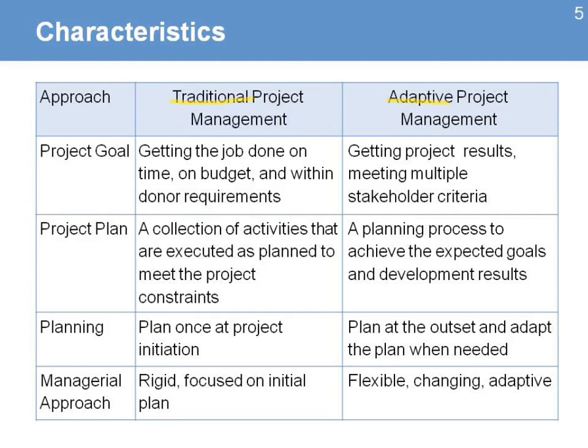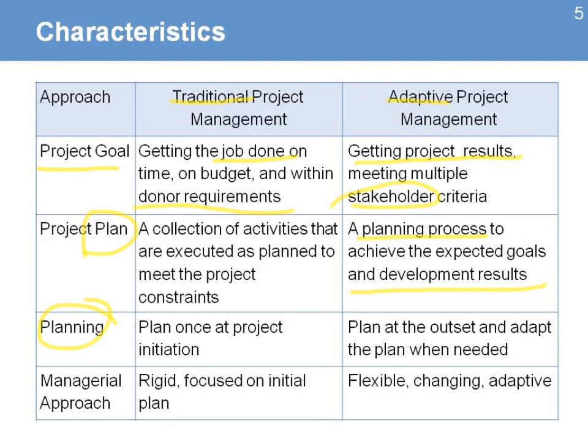For example, the project goal in traditional will be getting the job done within those basic requirements of time, budget, and donor requirements. In adaptive, the goal is more about getting the results while meeting multiple stakeholder criteria. The plan in traditional is the collection of activities that are executed as planned to meet the project constraints. In adaptive it is a planning process. And there is a difference. In traditional it will be let's develop a plan, while in adaptive it's more about a planning process to achieve the goals and development results.